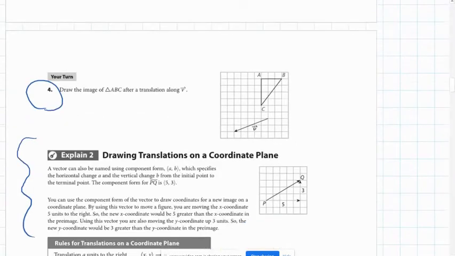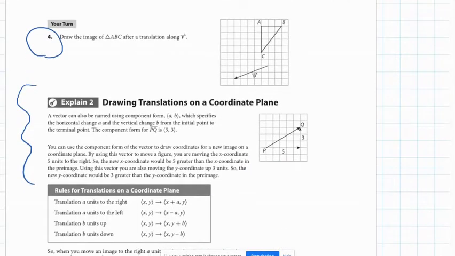Then on to page 66. Here's one more for you to try. Pause your video and try number 4. Press play when you're ready to see your solution.